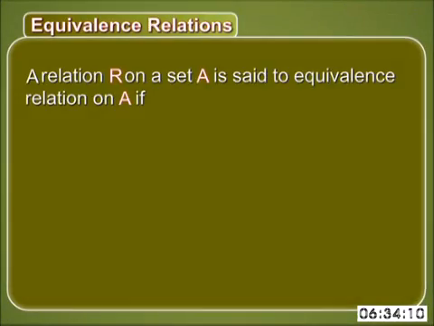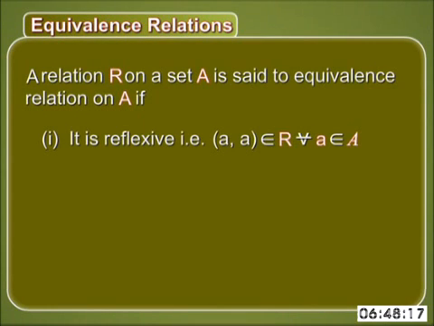Now we will discuss equivalence relations. A relation R on a set A is said to be an equivalence relation on A if and only if it is reflexive, that is, the ordered pair (a, a) belongs to relation R for all a belonging to set A.